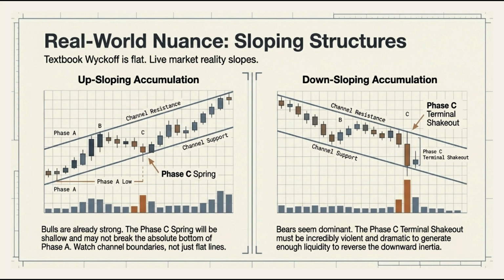While textbook Wyckoff is often shown as flat, live market reality frequently involves sloping channels. In upsloping accumulation, bulls are already strong, meaning the Phase C spring will likely be shallow and may not even break the absolute bottom of Phase A. Conversely, in downsloping accumulation, bears appear dominant, requiring the Phase C terminal shakeout to be incredibly violent and dramatic to generate enough liquidity to reverse the downward inertia. Successful traders watch channel boundaries and sloping logic rather than just horizontal lines.